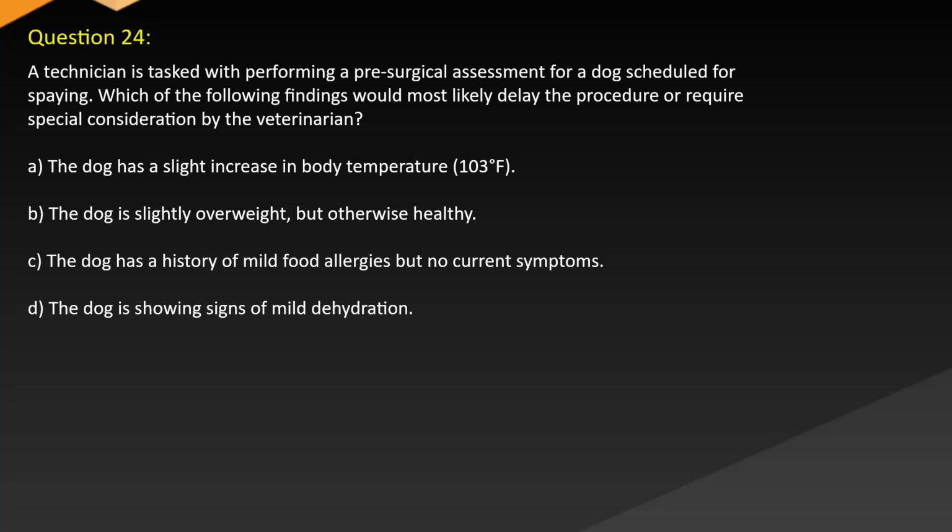A. The dog has a slight increase in body temperature, 103 degrees. B. The dog is slightly overweight but otherwise healthy. C. The dog has a history of mild food allergies but no current symptoms. D. The dog is showing signs of mild dehydration.